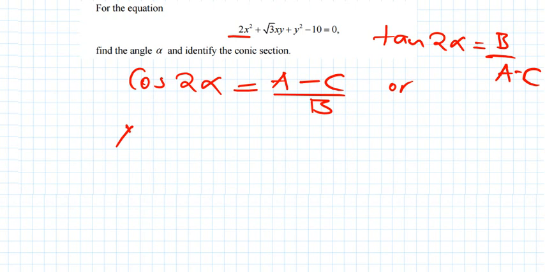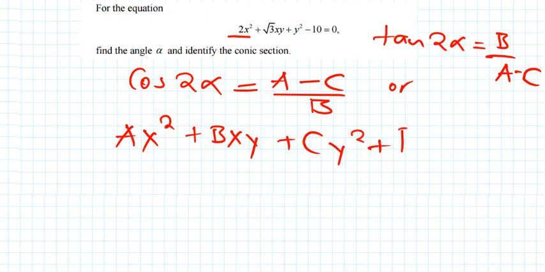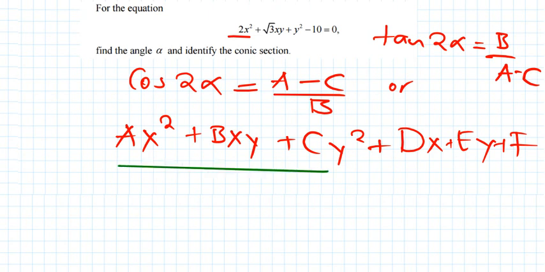So let's say I have ax² + bxy + cy², and then d would be the part attached to the x and e would be the part attached to the y, and then the constant would be f. The ones that we are interested in are the first three: a, the coefficient of x²; b, the coefficient of the product, which is the term that we're eliminating; and c, the coefficient of y².